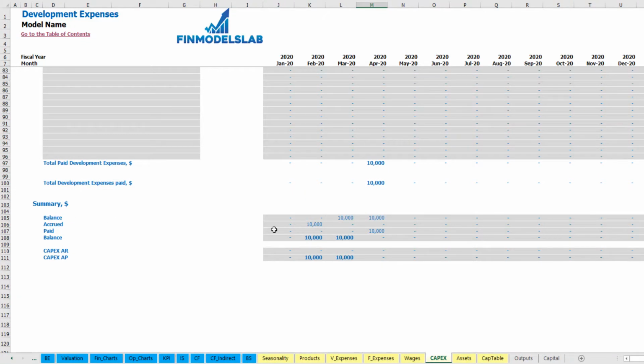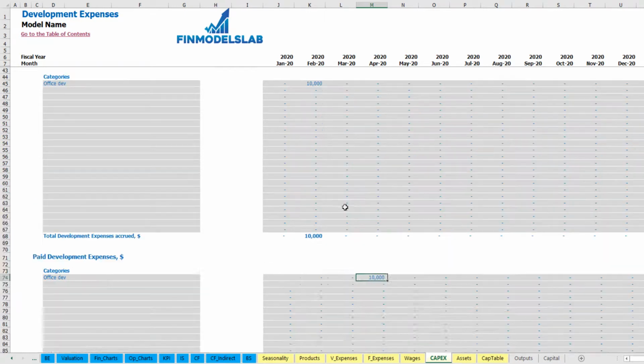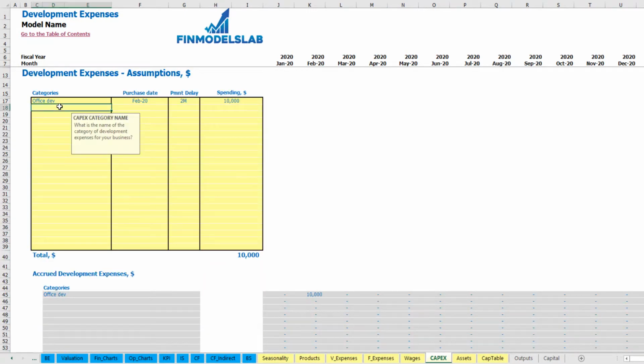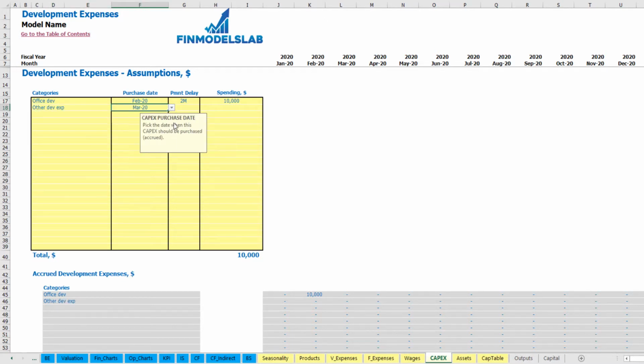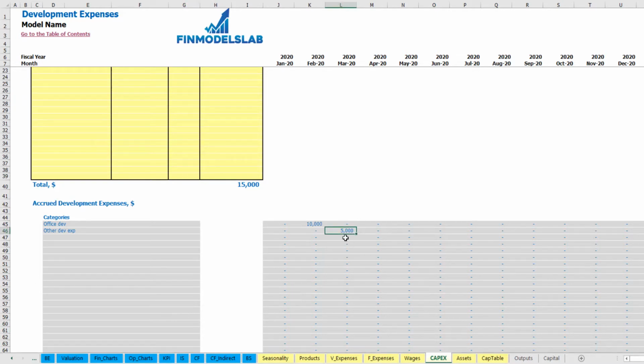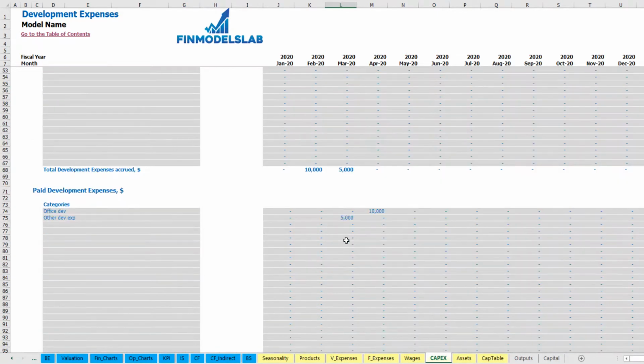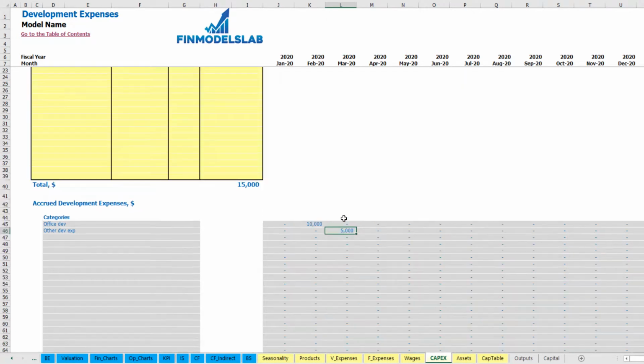And you will have some balance of CAPEX accounts payable for 2 months. Let me give you another example. Other development expenses. Let's say March 20, $5,000 with 0 payment delay. This means that this amount is accrued in March and paid in March as well.